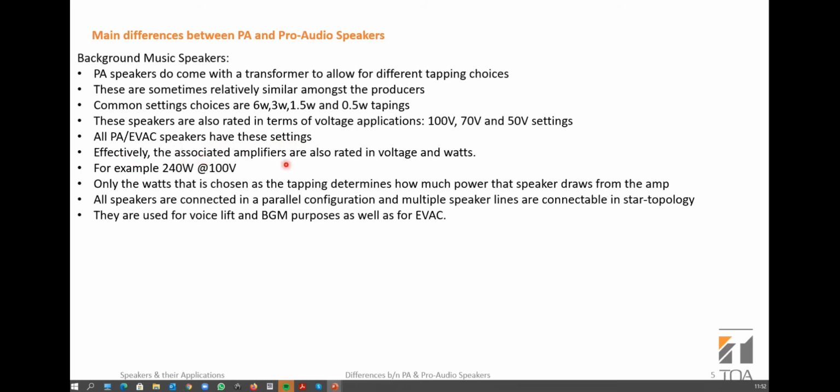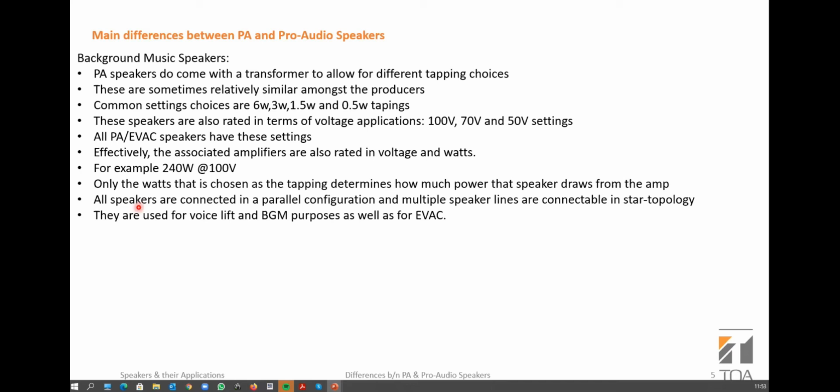Effectively, the associated amplifiers are also rated in voltage and watts. For example, 240 watts at 100 volts. So you will see our A series, A2240, it will be saying 240 watts at 100 volt. Only the watt that is chosen as the tapping determines how much power the speaker draws from the amplifier. Right, let's try and clarify this a little bit. It's not really sales, just the technical side; we'll cover more detail tomorrow. What it means is, if you have 240 speakers on your speaker line and they're all tapped at 1 watt, the first speaker grabs 1 watt.